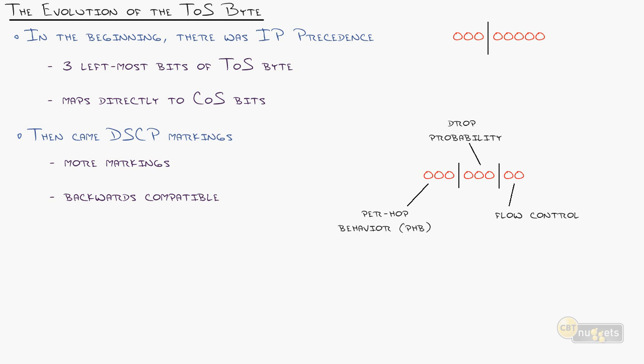Now, I just want to take a complete side tangent for just a second, before we dive into the ToS byte, but let's say you've got CoS marking level 5 and CoS marking level 1 and marking level 3.